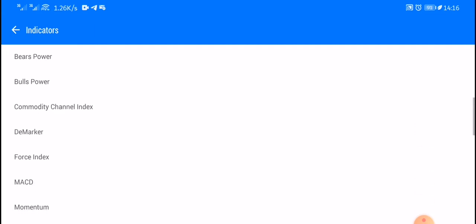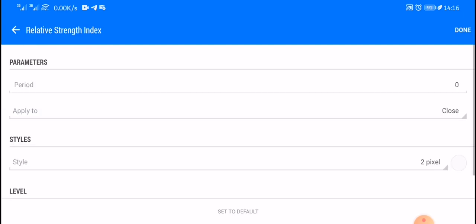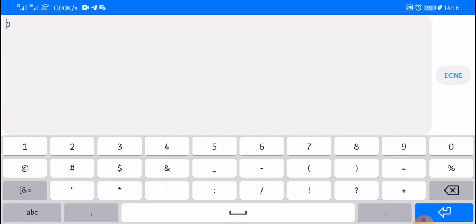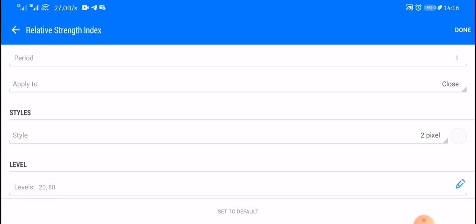Firstly, we're going to have the RSI, Relative Strength Index, and we're going to use period 1, right? Done. Then apply to close. You ensure that the style color is white, just as we have it here. Then you're done. We're not going to be making use of the values this indicator brings. We just need it as a frame.